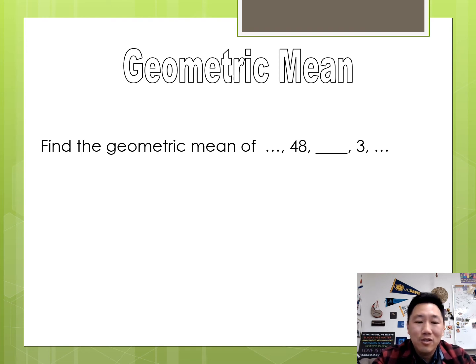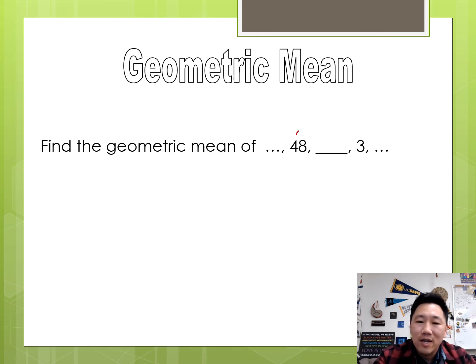This one, find the geometric mean between 48 and 3. So this one only has one blank in the middle. All right. In the arithmetic sequence, when there was one blank, you just had to find the average. But when it's geometric, finding the average does not work. So it's a little bit trickier.